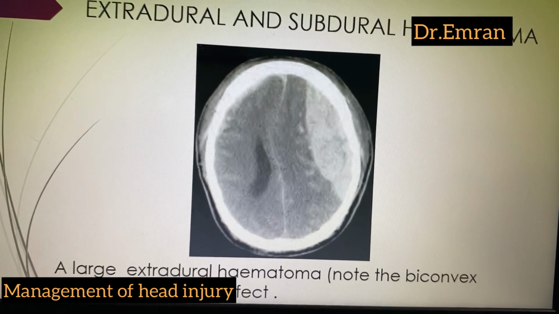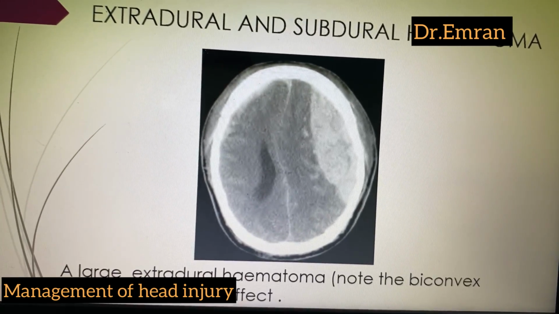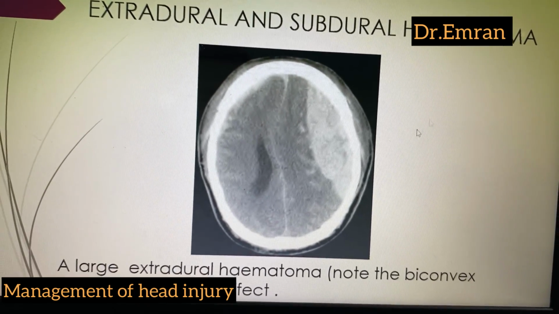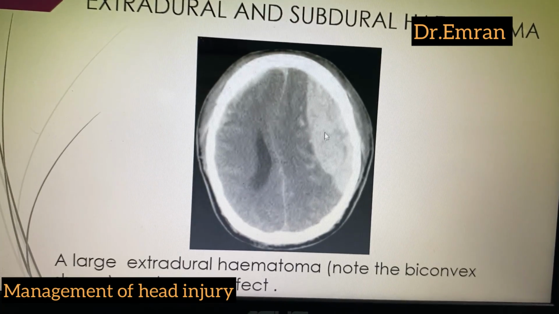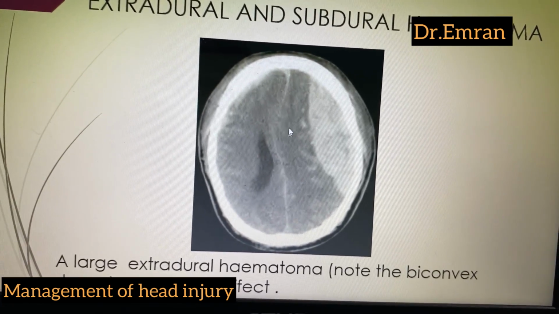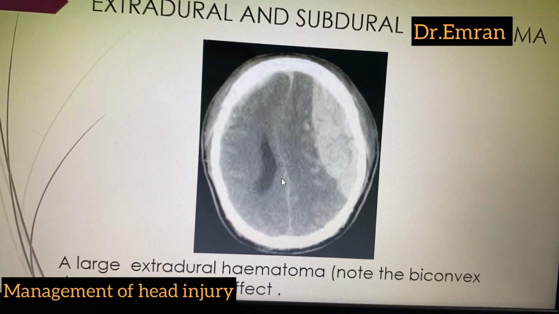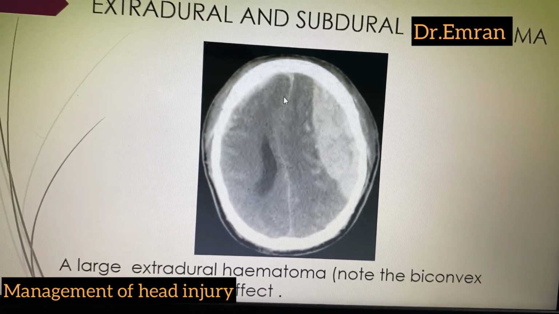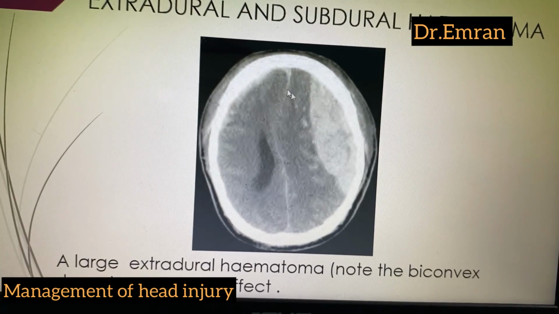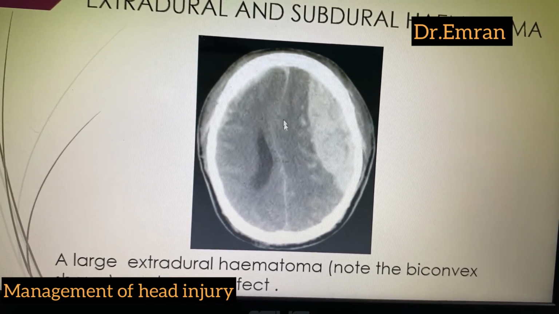I am going to the next slide. Extradural and subdural hematoma. You are seeing that extradural hematoma picture, with a mass lesion causing the midline shift. This is a picture of a patient which needs surgical intervention, as there is the midline shift.